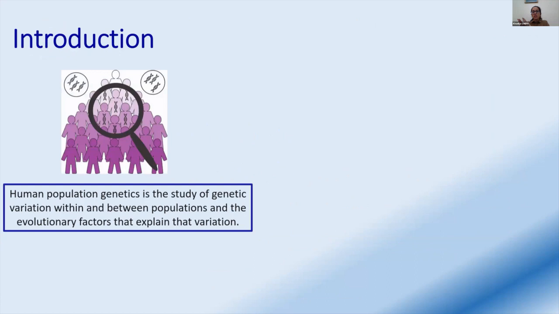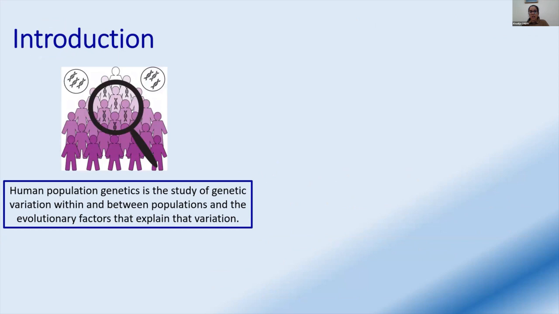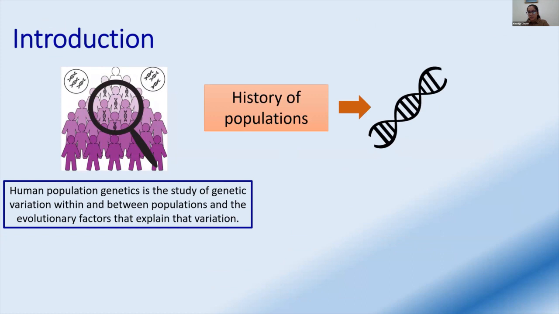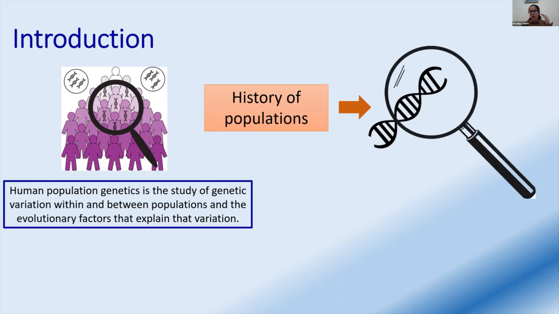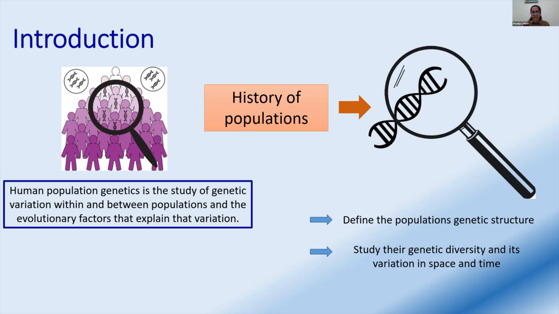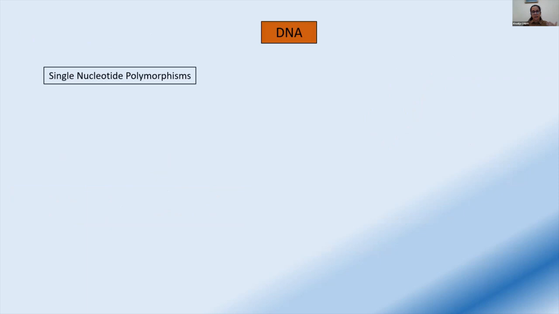Human population genetics is the study of genetic variation within and between populations and the evolutionary factors that explain that variation. This variability is the result of the history of populations, which is recorded in DNA sequences, and its correct interpretation allows us to define the population's structure and study their genetic diversity and its variation in space and time. DNA represents different types of variation like SNPs, short tandem repeats, and allele polymorphisms.